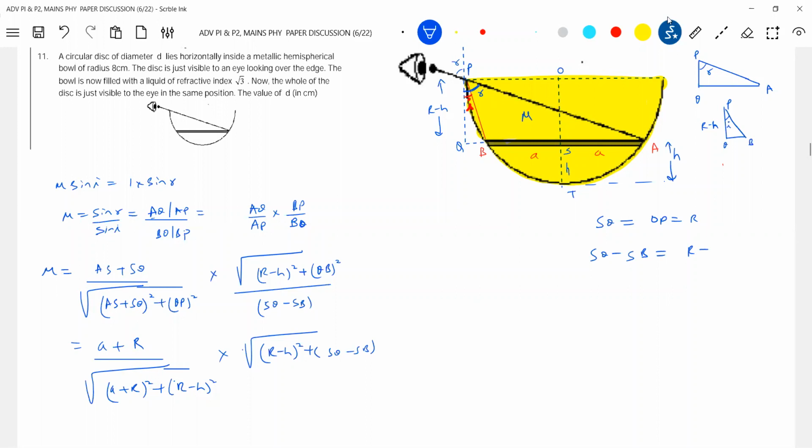SQ is R. So what is SB? SB will be A. So directly let's write. So this will be R minus A whole square, and one more, R minus H whole square plus A square. In any relationship, can we bring it equal to R square only?